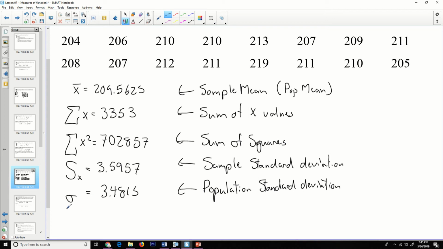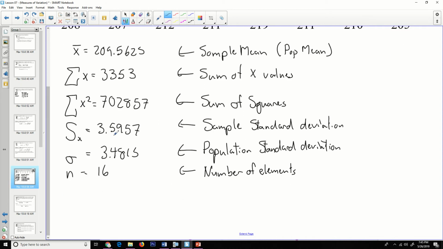And then the next one was n equal to 16, and this is just the number of elements. It just counts how many of those are in there and gives you that value. Next, you get min x, and that ended up being 204 for this data set. And this is the minimum value in the set.